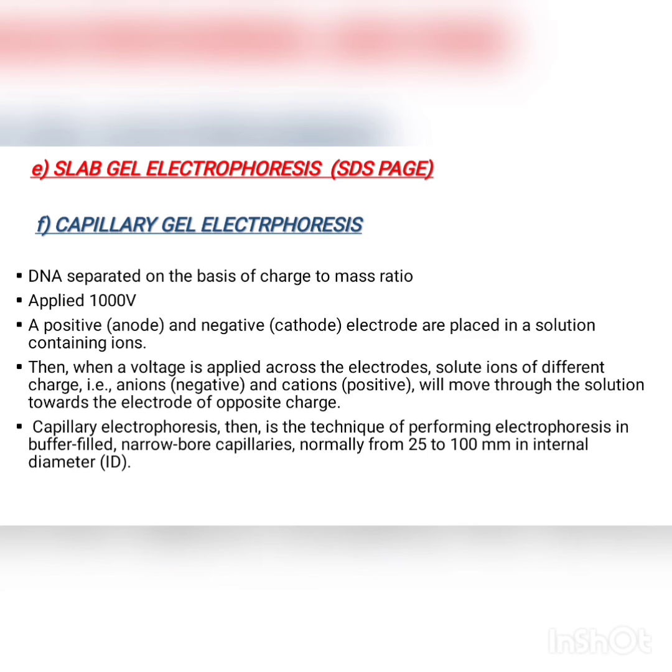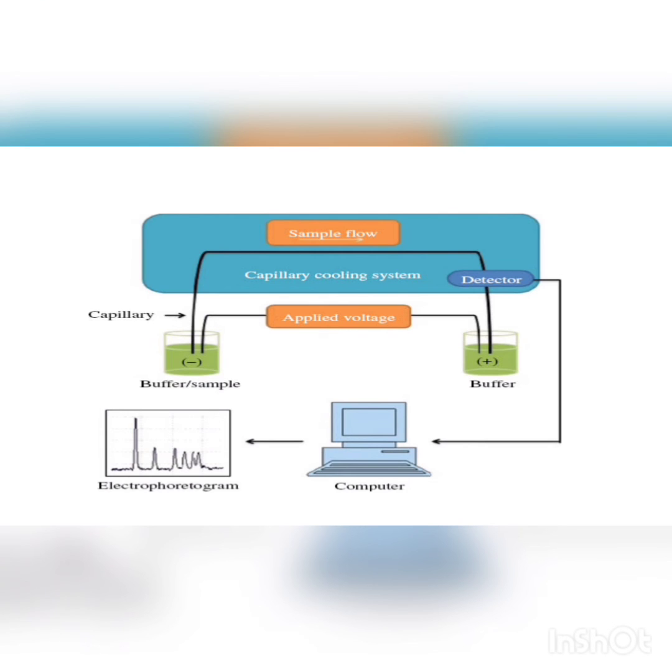The next one is slab gel electrophoresis. It's also known as SDS-PAGE, which we discussed before. The next one is capillary gel electrophoresis. DNA is separated on the basis of charge to mass ratio. 1000 volts is applied. A positive and a negative electrode are placed in a solution containing ions. When a voltage is applied across the electrodes, solute ions of different charge, that is anions and cations, move through the solution towards the electrode of opposite charge. Capillary electrophoresis is a technique performing electrophoresis in buffer-filled narrow bore capillaries, normally from 25 to 100 micrometers in internal diameter. So this is the flow chart of capillary gel electrophoresis.